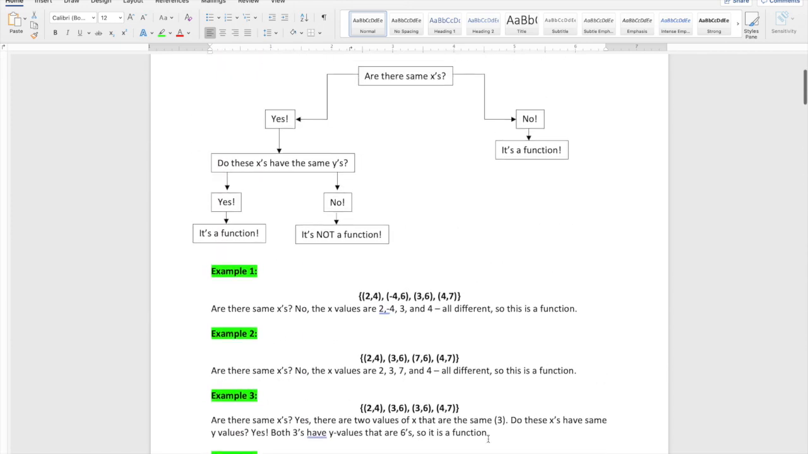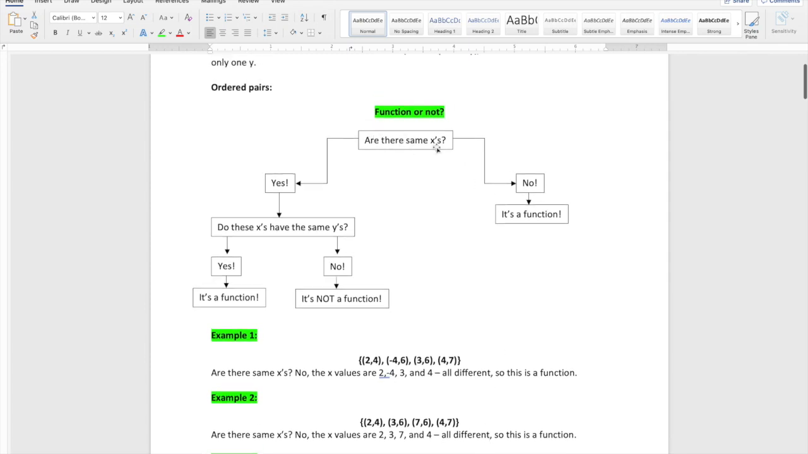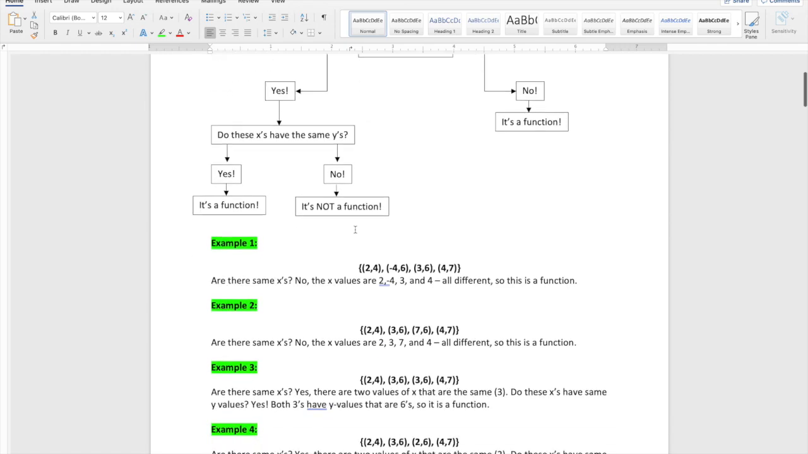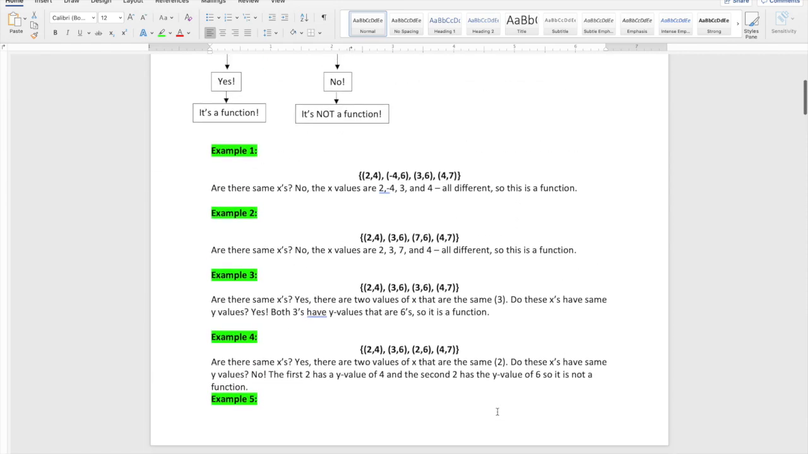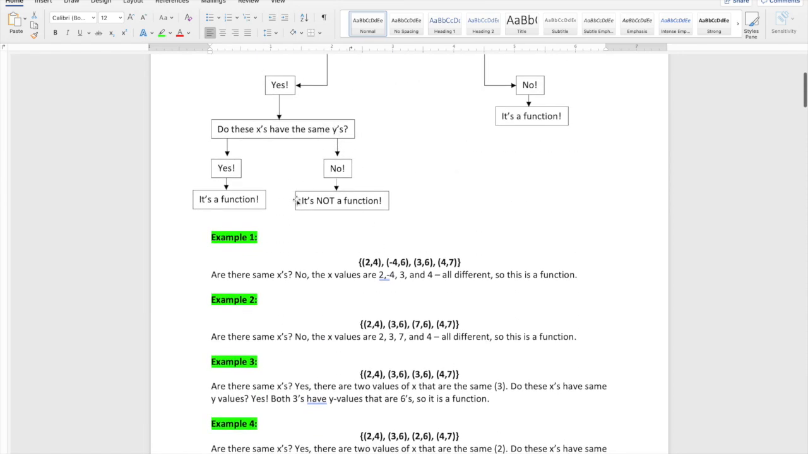So if you compare it with your algorithm here, are there the same x's? Yes, we have the same x's. So the next question is, do these x's have the same y's? Well, let's check for that. Do these two 5s that are x's have the same y's? The answer is no. One has a 4 as its y and one has a 2 as its y. So if the answer is no, it's not a function.